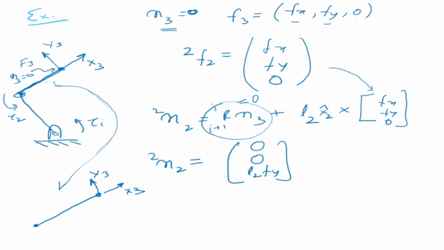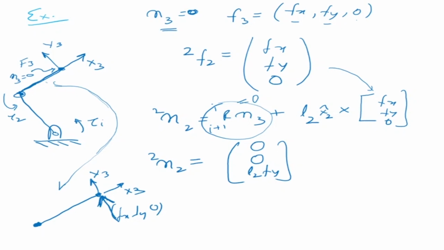Okay, and there is a force acting on this, which is Fx, Fy, and 0. So what will be the force acting on this point here? It will be exactly the same, because otherwise it will not be in equilibrium, right? So the forces acting would be the same on this point and this point. But this force here is going to cause a moment about this point.